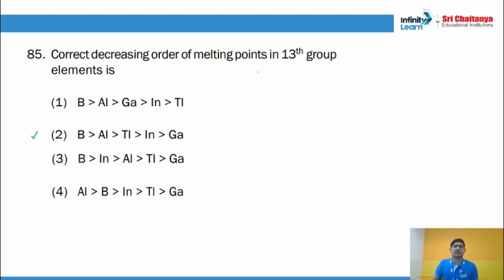The correct decreasing order of melting points in group 13 elements. So yes, boron has the highest melting point. It is supposed to decrease down the group. But then thallium, these are exceptions. Thallium has a little higher melting point than expected, as well as indium. Right, gallium has the least melting point, approximately 30 degrees Celsius. That is the melting point for gallium.